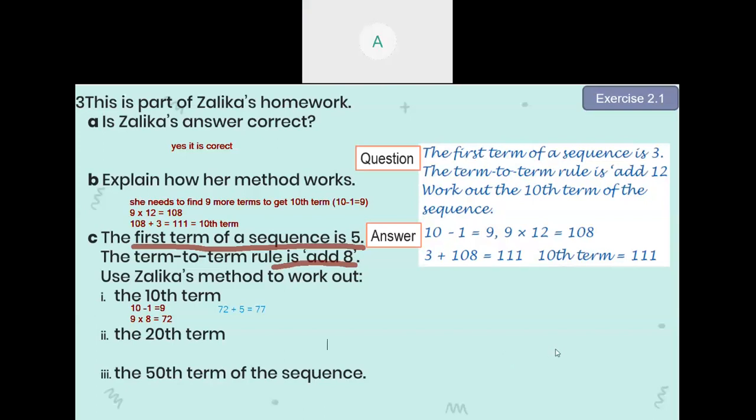If it is clear enough, I'll continue to question C2. I want you to answer question C2. I just want to check if you really understand or not. For question C2, how many will it be?